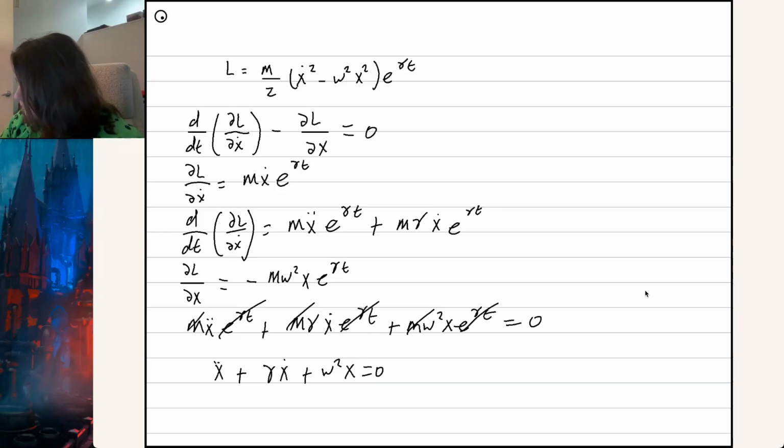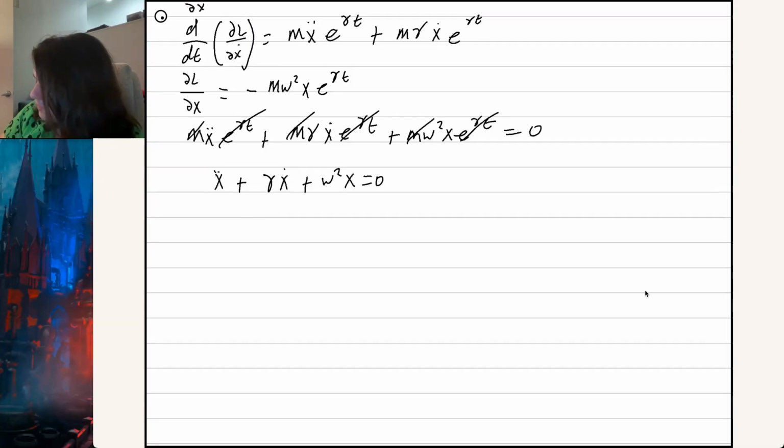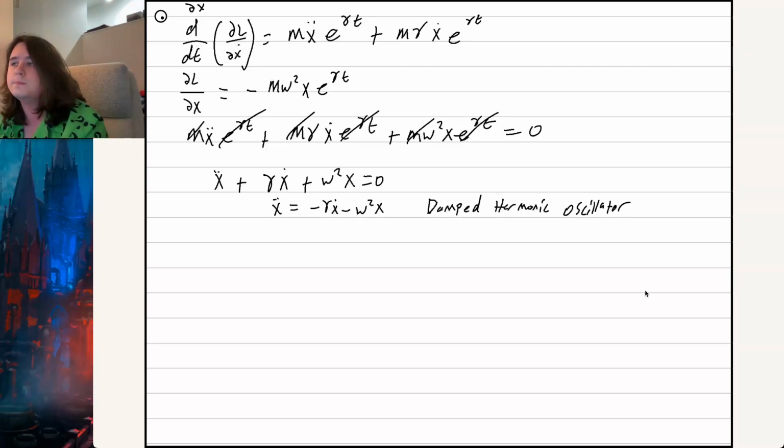If you can't tell by now, maybe writing it like x double dot on one side and everything else together, maybe now you can tell that this is just a damped harmonic oscillator. Cool. Damped harmonic oscillator.